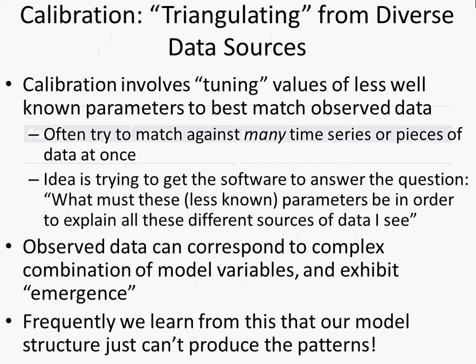Okay, so calibration is basically about triangulating from diverse data sources. It involves tuning the values of less well-known parameters to best match observed data. Best match observed emergent data, typically emergent phenomena that doesn't by itself tell us about one parameter. So we're often trying to match many time series at once. We saw that in that earlier graph. We're trying to accord the model against many pieces of time series.